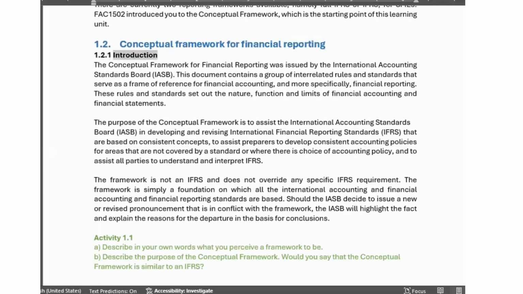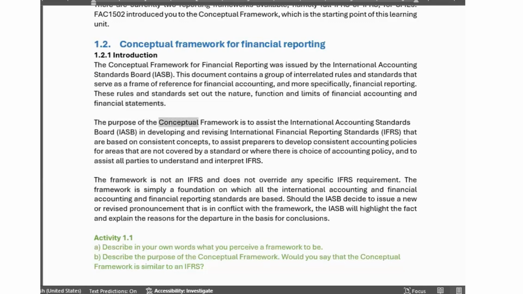1.2.1 Introduction. The Conceptual Framework for Financial Reporting was issued by the International Accounting Standards Board, IASB. This document contains a group of interrelated rules and standards that serve as a frame of reference for financial accounting, and more specifically, financial reporting. These rules and standards set out the nature, function, and limits of financial accounting and financial statements.